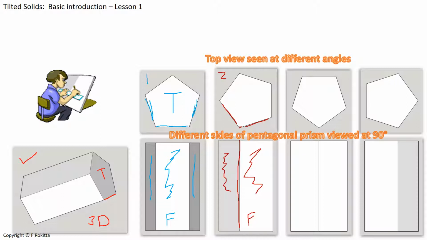On the third drawing or example of the top view, we now have the tip of the pentagon showing right at us, and that's represented by this line. And then we have two equal angled sides that are going to move away from us, like you can see here.